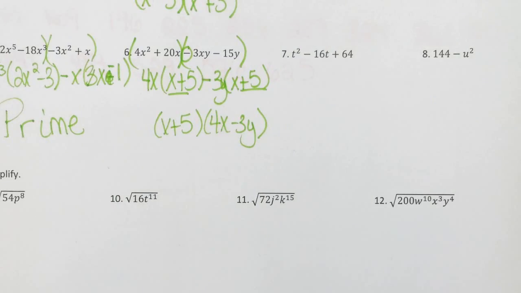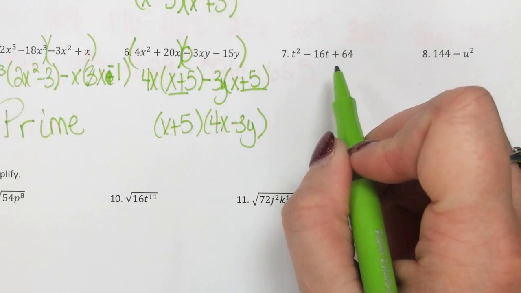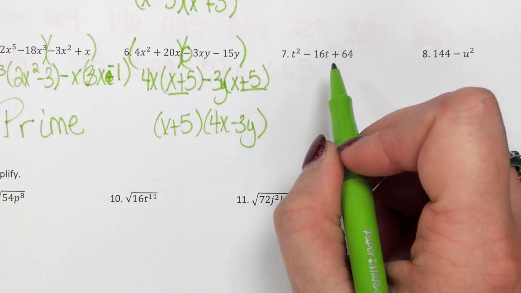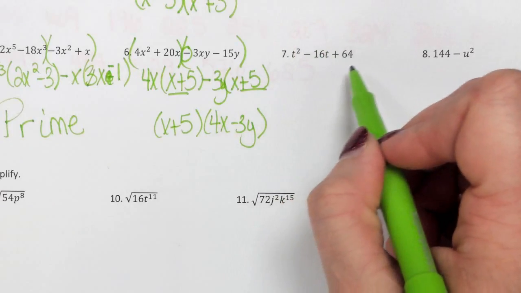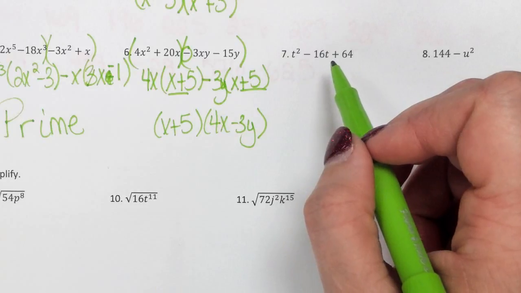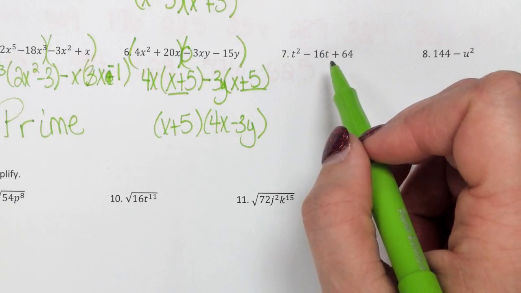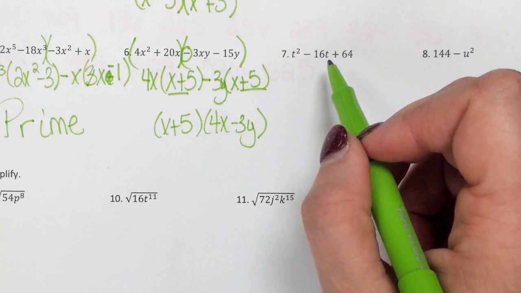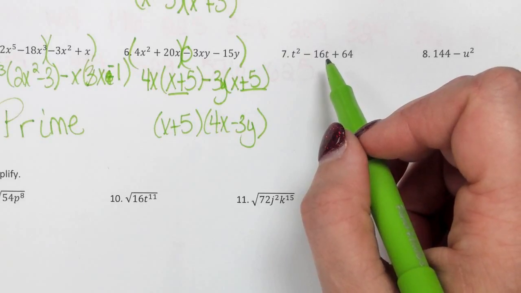Y'all okay? All right, what about number 7? There's 3 terms. There's no GCF. So how do we work this one? 3 terms and no GCF. What do we do? Nobody? Flesh?